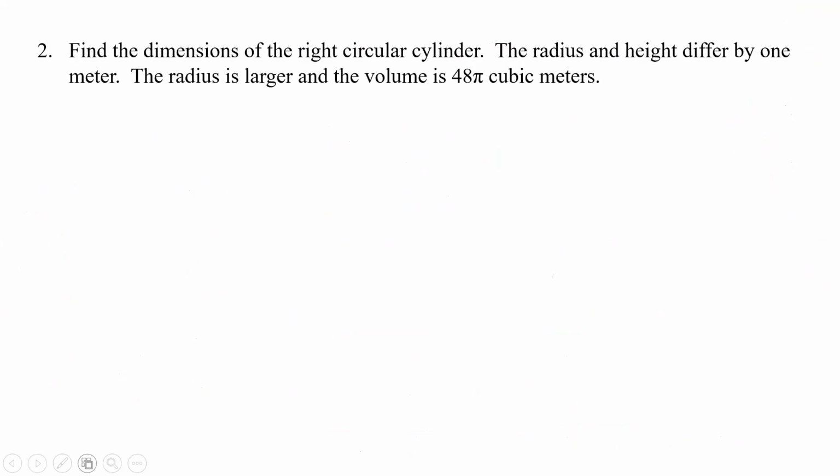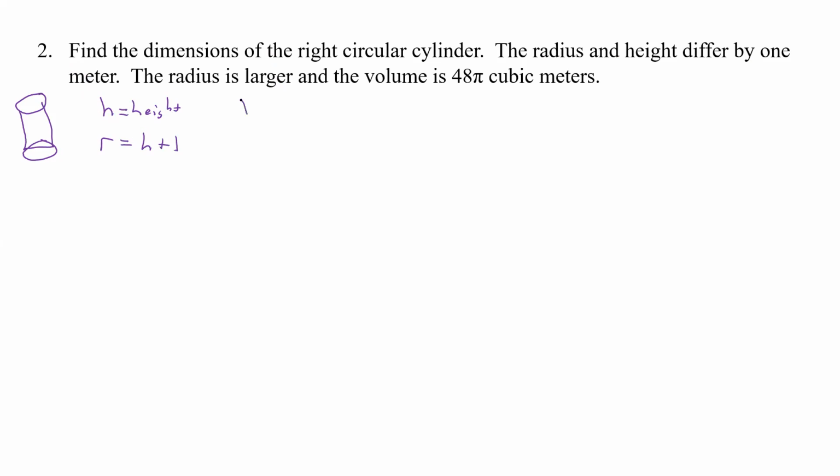All right, so again, we have a right circular cylinder. So we know how that looks. Okay, and so what does it tell us? The radius and height differ by 1 meter, and the radius is larger. All right. Well, if that's the case, then let's say h is equal to the height, and our radius is going to be h plus 1. Okay. And so that gives us both of these in terms of h.